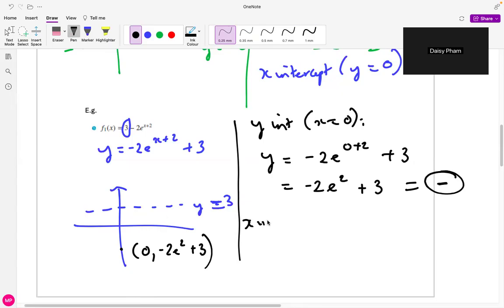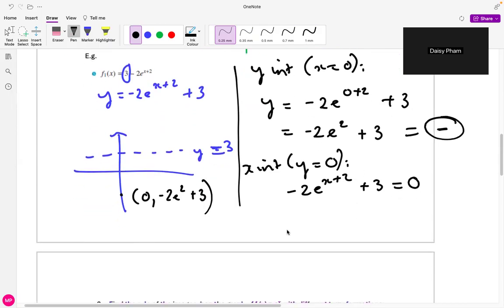And then to find the x-intercept, I let y equal 0. So you would have negative 2 a to the x plus 2, plus 3 equals 0. Negative 2 a to the x plus 2 equals negative 3. You divide by negative 2, it becomes 3 over 2. And what you do next is, now carry out this. So I have a to the x plus 2 equals 3 over 2.